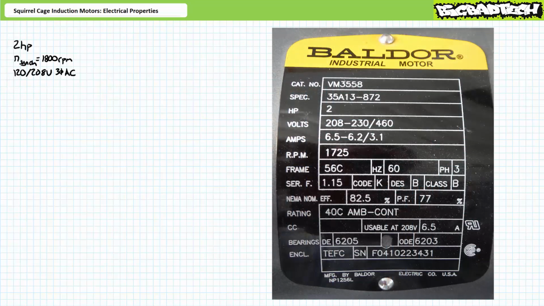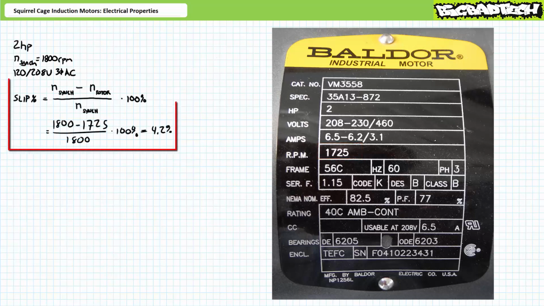For the purposes of comparison, let us consider a 2 horsepower motor with a synchronous speed of 1800 RPM intended to operate using 208 volt line-to-line 60 Hz 3-phase AC. Inspection of the motor nameplate demonstrates this motor's rated speed is 1725 RPM. Given a synchronous speed of 1800 RPM, this corresponds to roughly 4.2% slip.